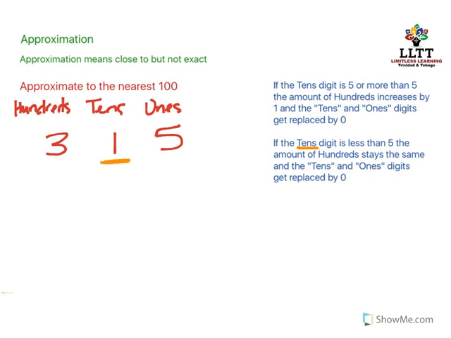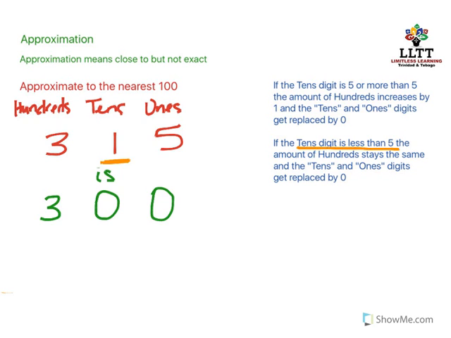So if the tens digit is less than 5, that's our case because 1 is less than 5, then the amount of hundreds stays the same. So the amount of hundreds is going to remain as 3, and then we're going to replace the tens and ones digits with zeros. So this is 0 and 0. So 315 to the nearest hundred is 300.